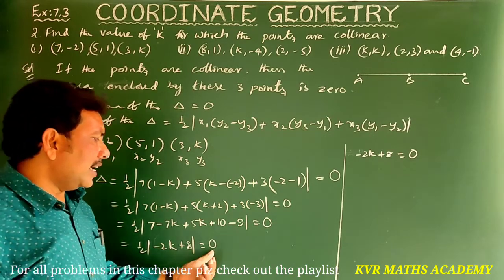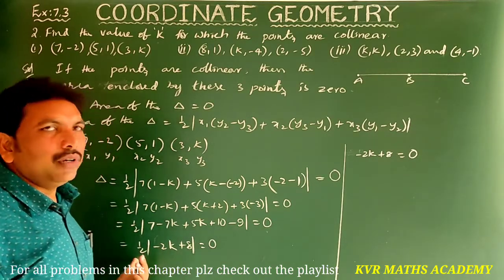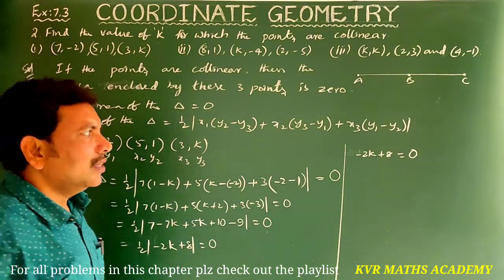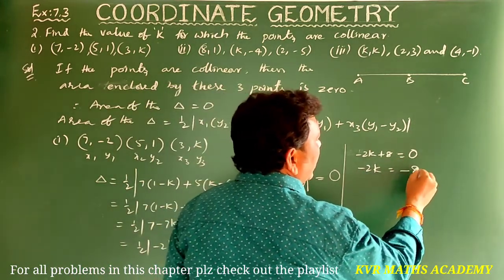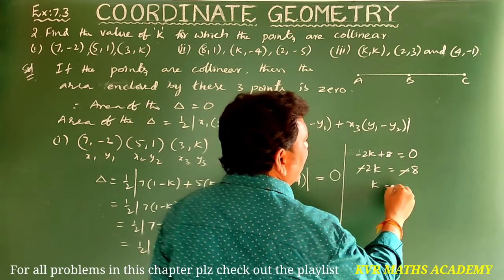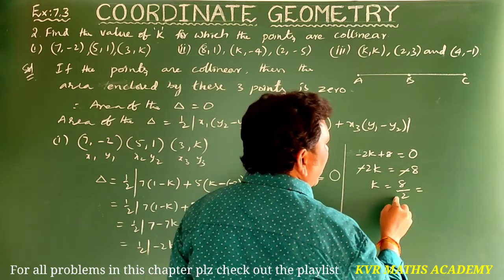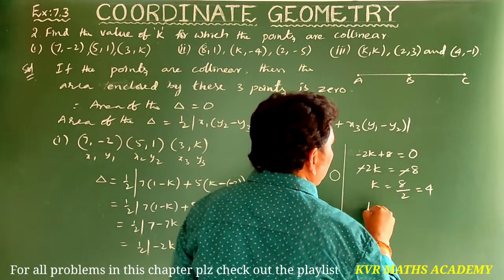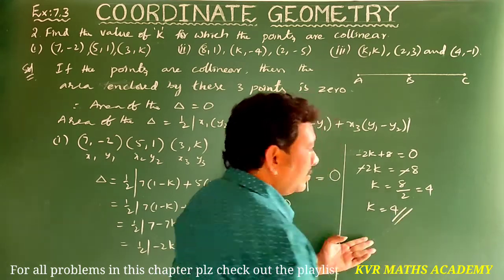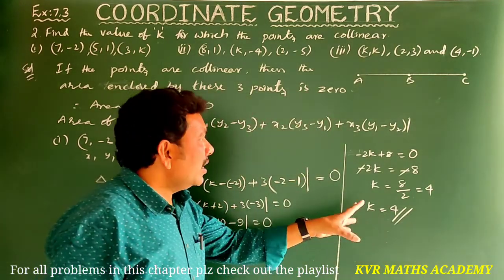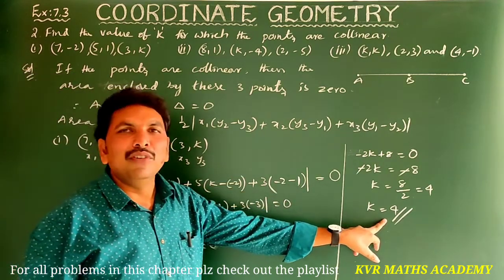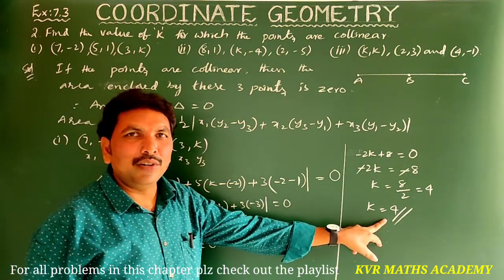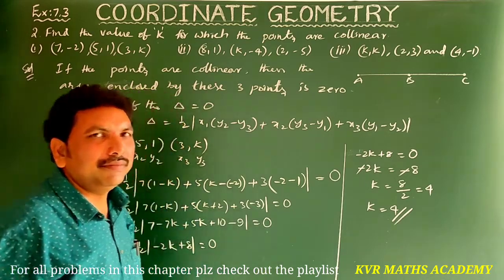If you transfer this to this side, 0 into 2 will be 0. So that is equal to minus 2k plus 8. Transfer 8 to this side, minus 8, minus minus get cancelled, k is equal to 8 by 2. 8 by 2 means 2 4s are 8, so k is equal to 4. So if these 3 points are collinear, then the value of k will be equal to 4. Understood clearly? Yes, note it down.